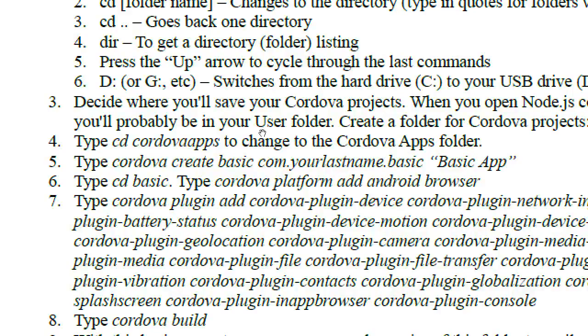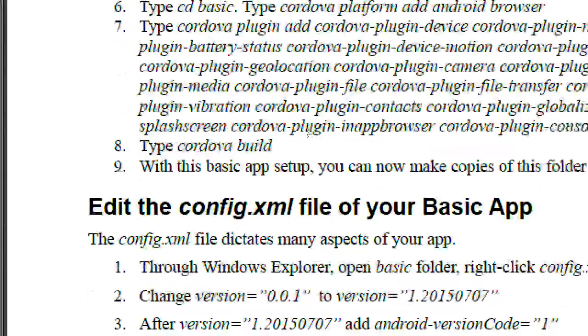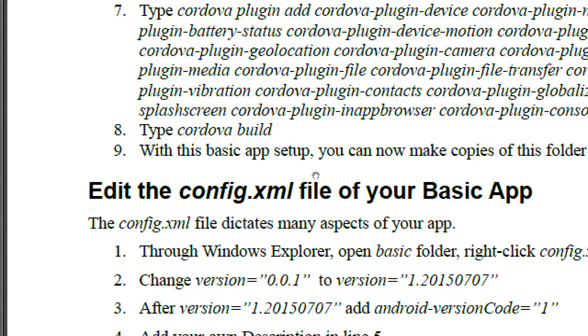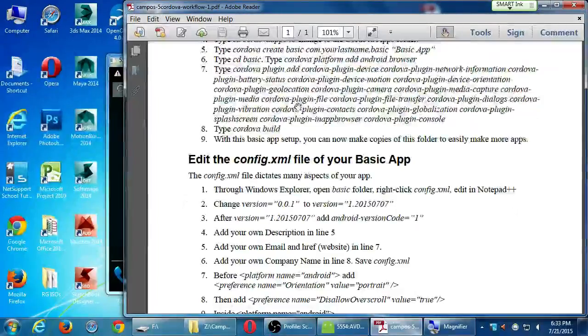But the concept is we're going to create a folder to hold our projects for this class, and any future projects. We can do it either in the command prompt, or we can do it in Windows Explorer. We'll do it in the command prompt just to follow along here. We'll create a basic project, like we did last time. We're going to add all plugins, like we did last time. But then the big difference is that we'll talk about something called the config.xml file, a very important file that controls the functionality of your project. So let me get started here.